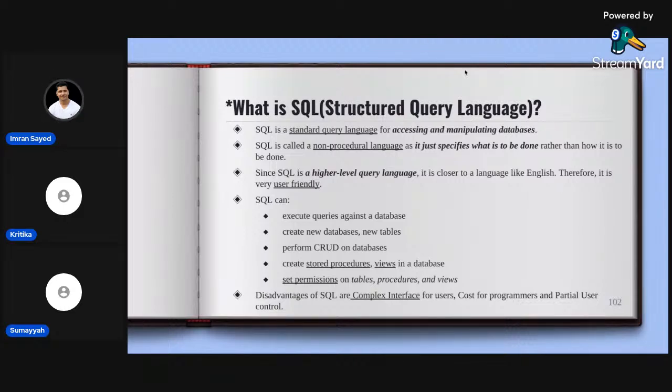Okay, so it's a structured query language for accessing, manipulating databases. It's called non-procedural language, and it just specifies what to be done rather than how to do it. It's a higher query language, just like English, so it's easy to understand, user-friendly. You can execute queries, create tables and databases, perform CRUD, create stored procedures, views, set permissions. And the disadvantage is the complex interface and cost for programmers.